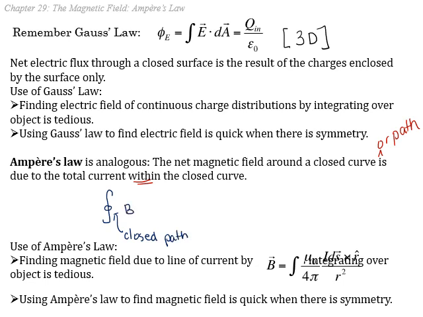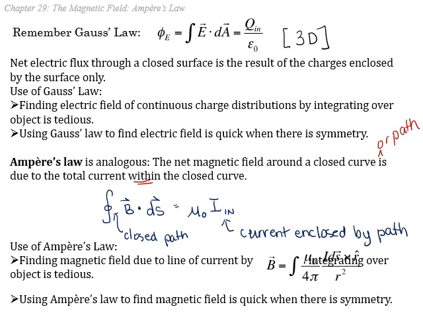The integral of the magnetic field over the path, so B dot ds, is equal to a constant, mu naught, that's the constant we've been using all along, times I with a subscript of in. I in means the current enclosed by that path. So now we're talking about integrating along a closed path. That means this is an integral in 2 dimensions. So that's another difference between Ampere's law and Gauss's law.